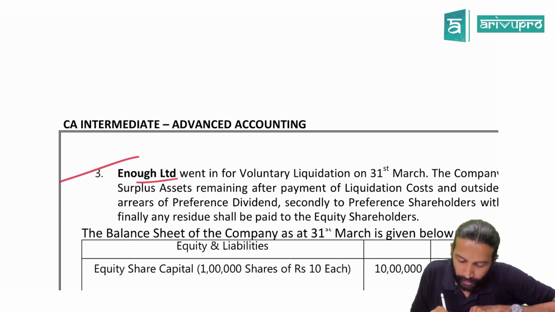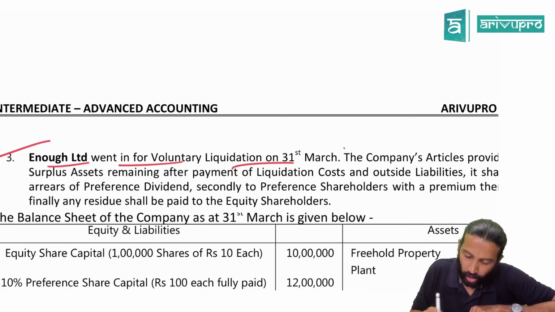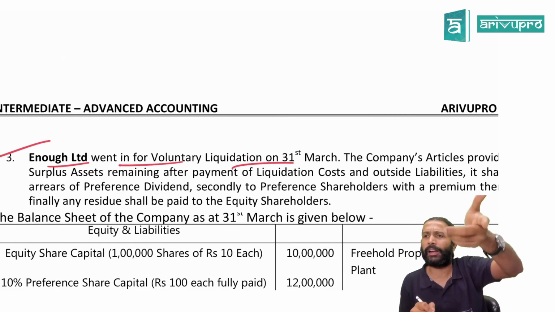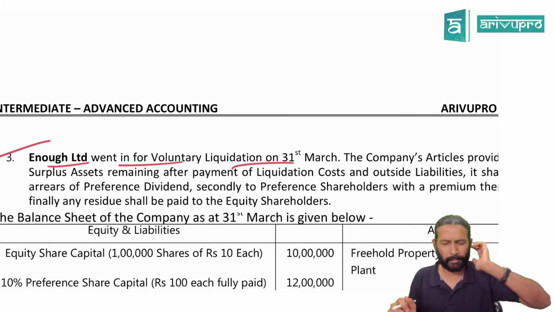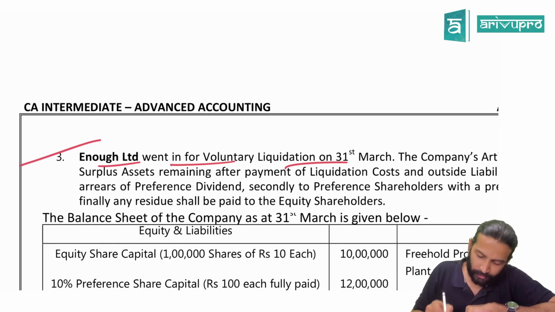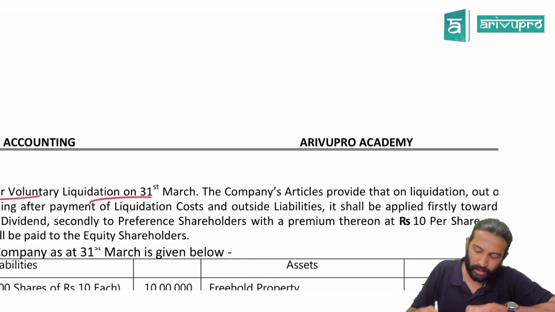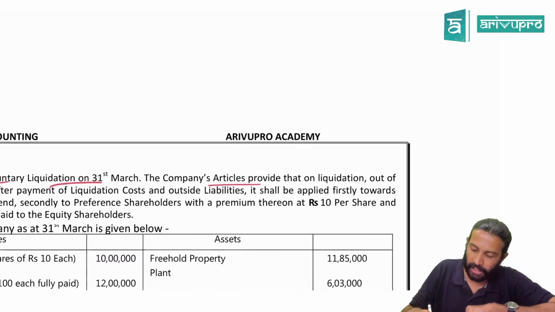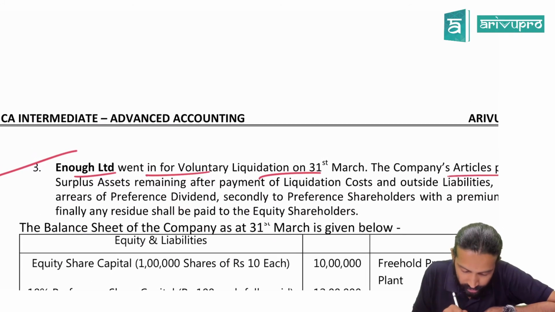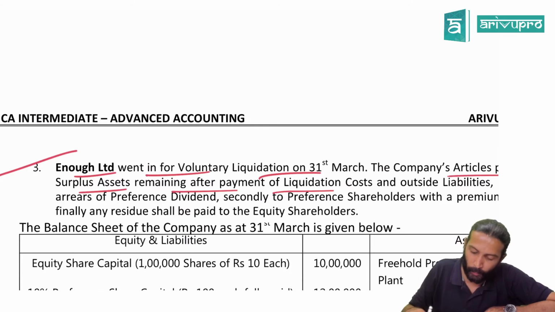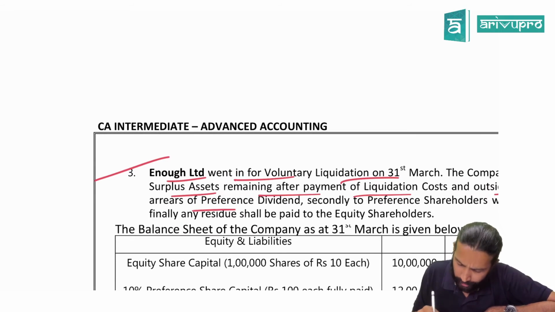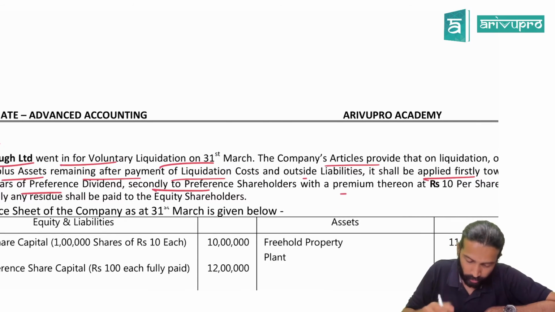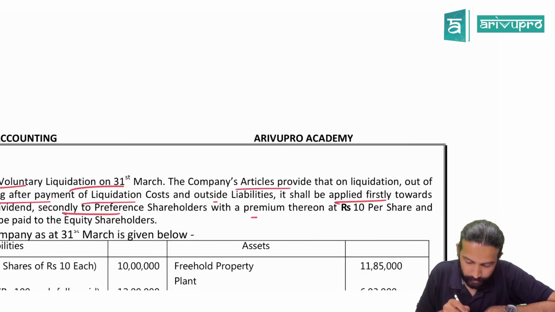Enough Limited went for voluntary liquidation on 31st March. I told you liquidation could be voluntary or court induced. Whatever. It doesn't matter for our accounting as such, except maybe interest on debentures portion. Leave that. They went into voluntary liquidation on 31st March. The company's articles provided that on liquidation, out of the surplus assets remaining after the payment of liquidation cost and outside liability, it shall be first applied towards arrears of preference dividend, secondly to preference shareholders with a premium. Okay, they said too much, but this word is important for us. Underline this.